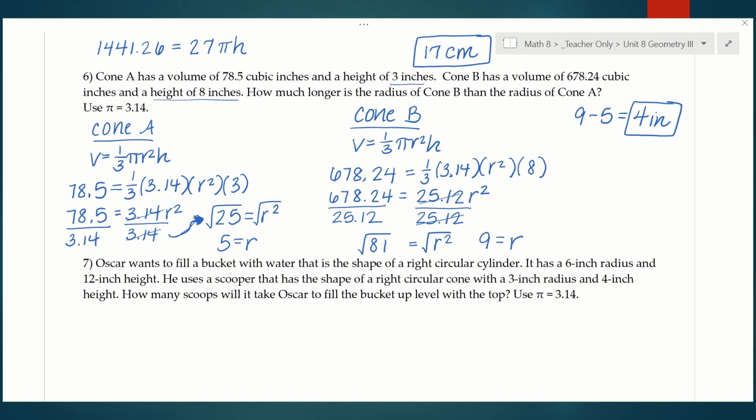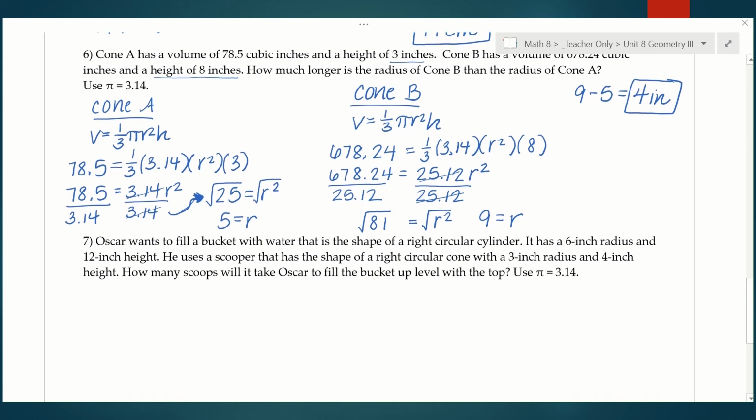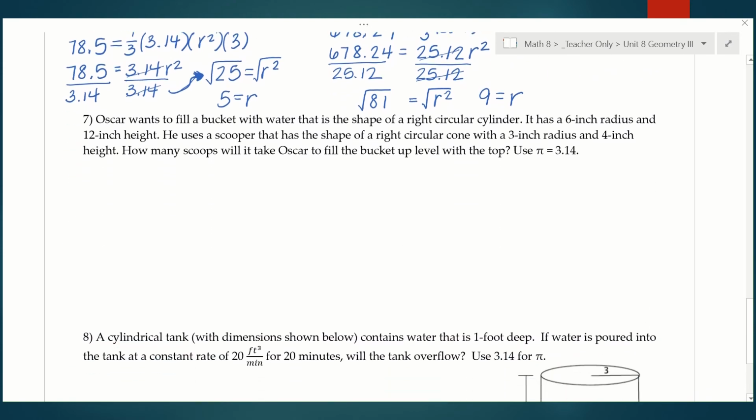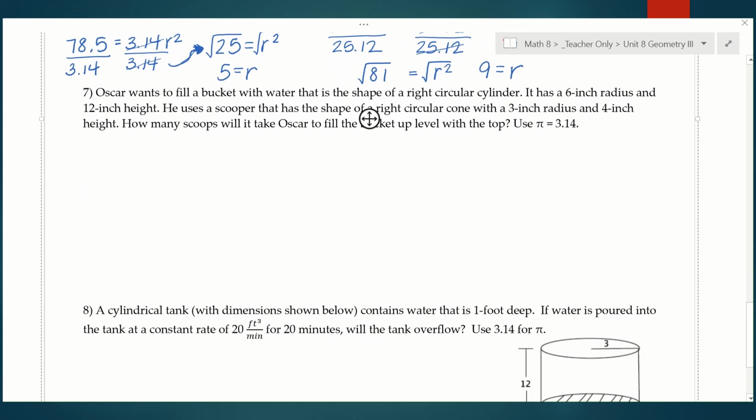All right, that was a lot of work. Thanks for sticking with me. We're almost there. Number 7.